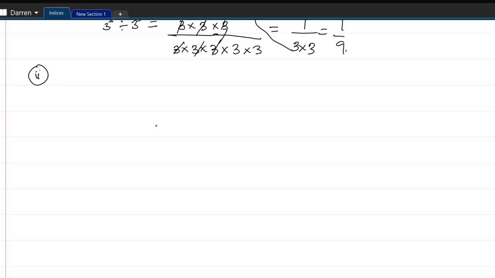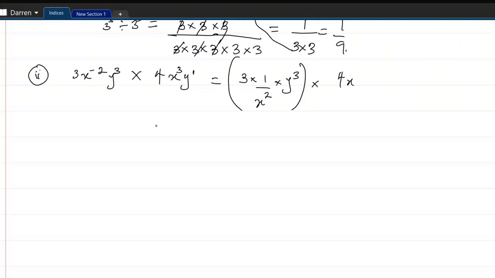Let's say I have 3 x raised to the power minus 2 y raised to the power 3 multiplied by 4 x raised to the power of 3 y raised to the power of 1. This is the same as 3 multiplied by 1 over x squared. Did you notice that? Then multiplied by y raised to the power 3. Then multiplied by 4 x cubed y raised to the power 1. Notice here that I can write this as 3 y cubed over x squared multiplied by 4 x cubed y.